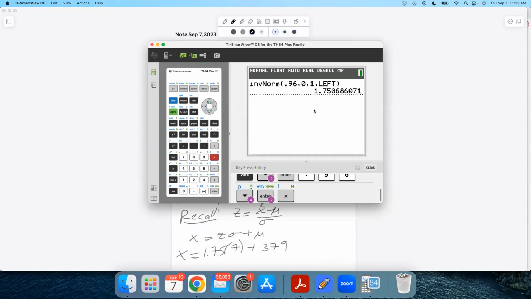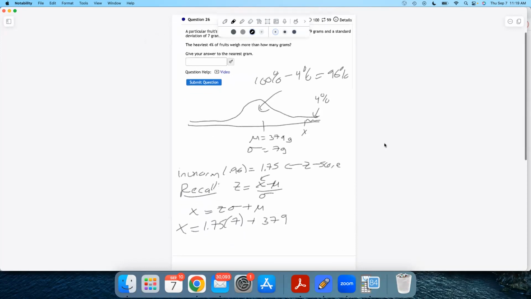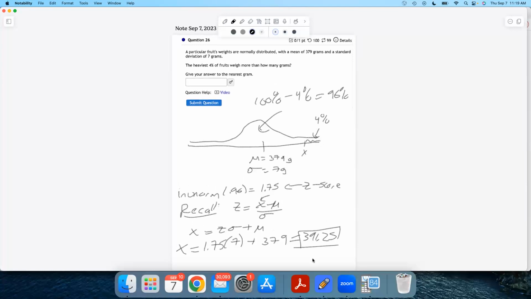So now let's figure out what that is. I'm going to take that answer times 7 plus 379. And I get 391.25. So 4% of these fruits weigh more than that. 96% of these fruits weigh less than that. That's a good place to stop.